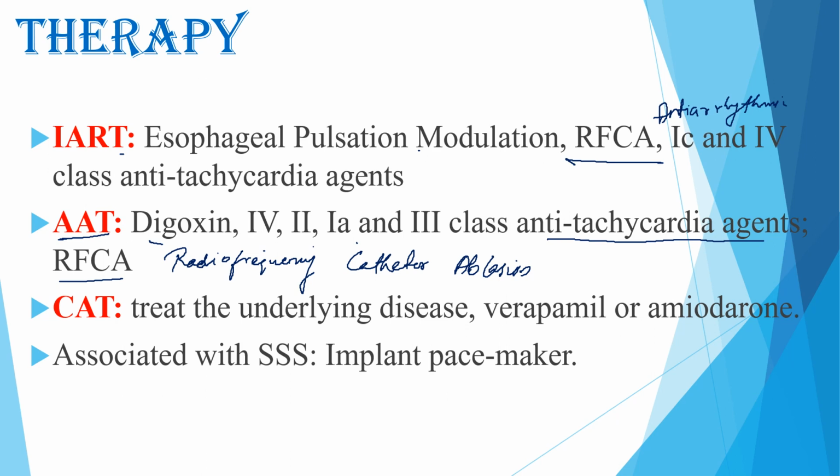Then chaotic atrial tachycardia. For chaotic atrial tachycardia, treat the underlying disease, and the drugs of choice are verapamil or amiodarone. That is an antiarrhythmic category. If it is associated with sick sinus syndrome, you need to implant a pacemaker, that is, go with pacemaker therapy.